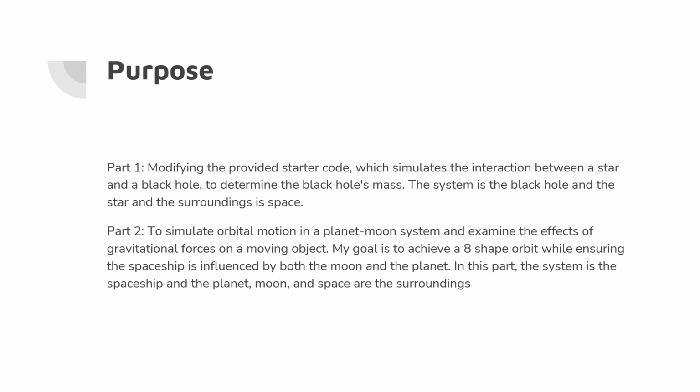In part 2 of this lab, the purpose is to simulate orbital motion in a planet-moon system and examine the effects of gravitational forces on a moving object. My goal is to achieve an H-shaped orbit while ensuring the spaceship is influenced by both the moon and the planet. In this part, the system is the spaceship, and the planet, moon, and space is the surroundings.